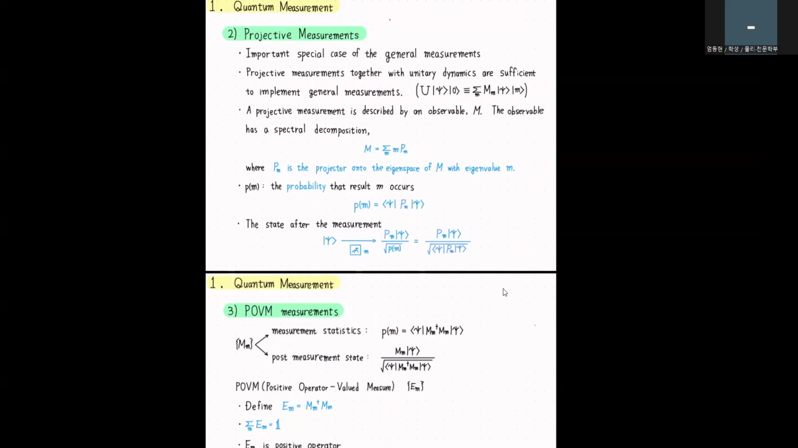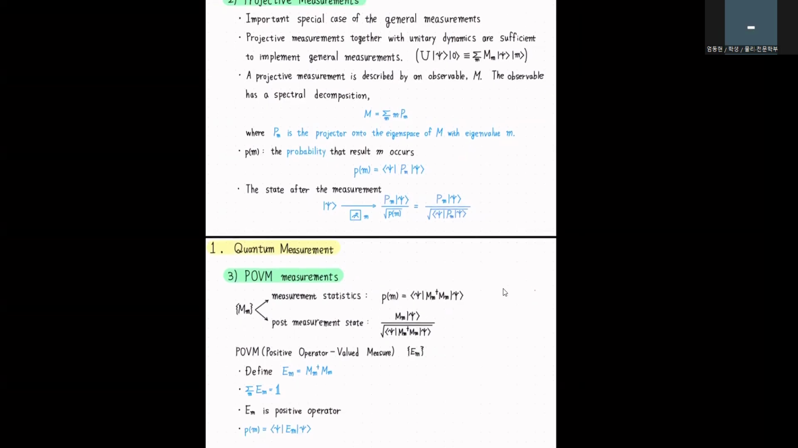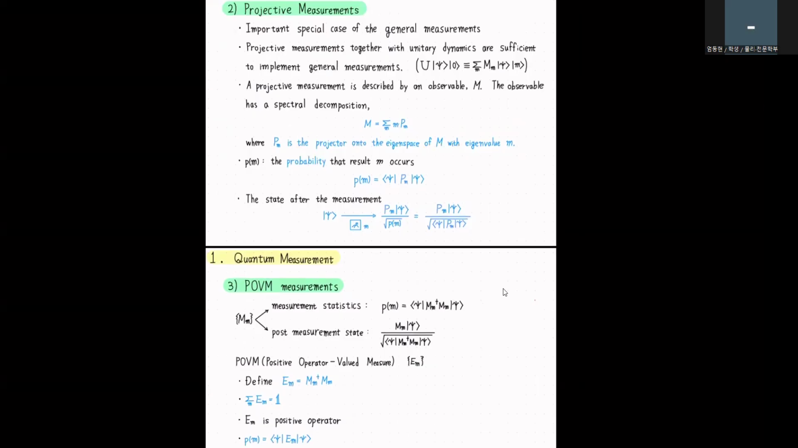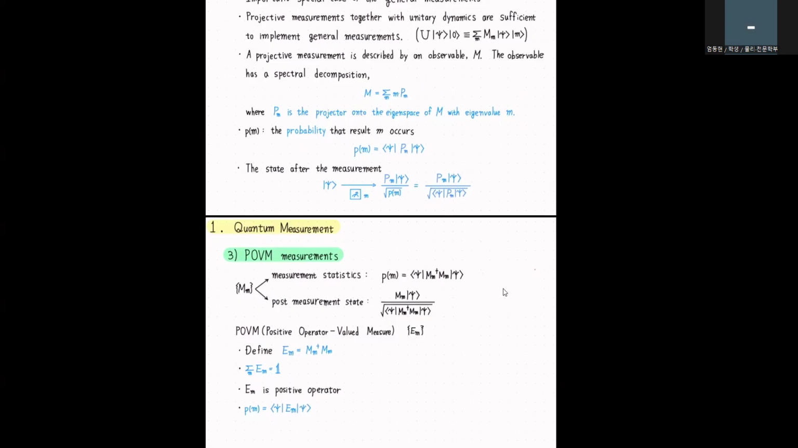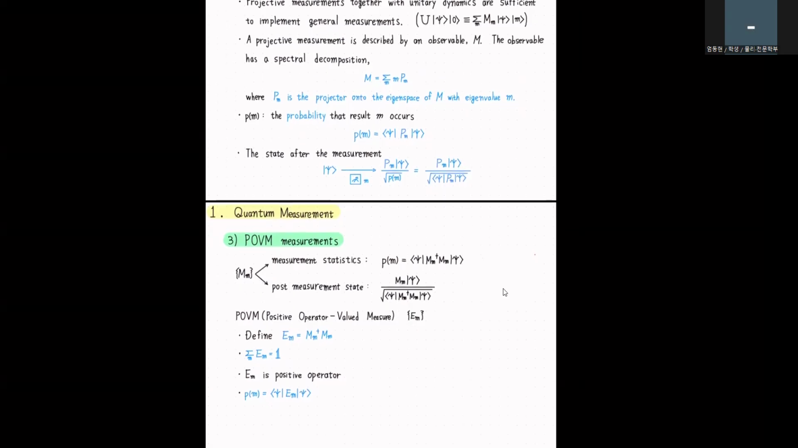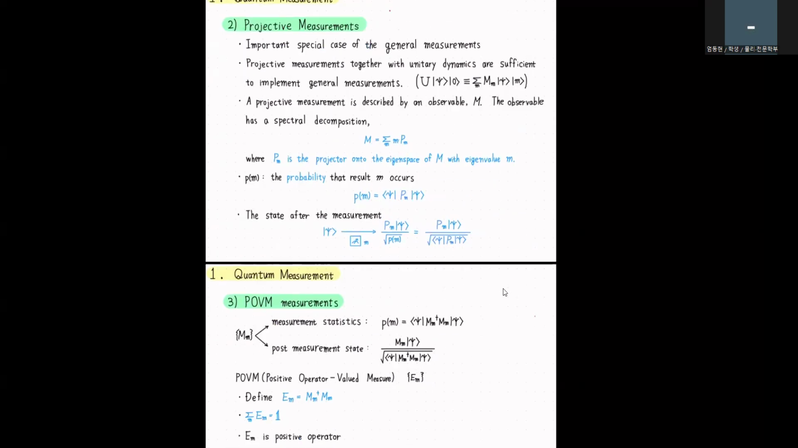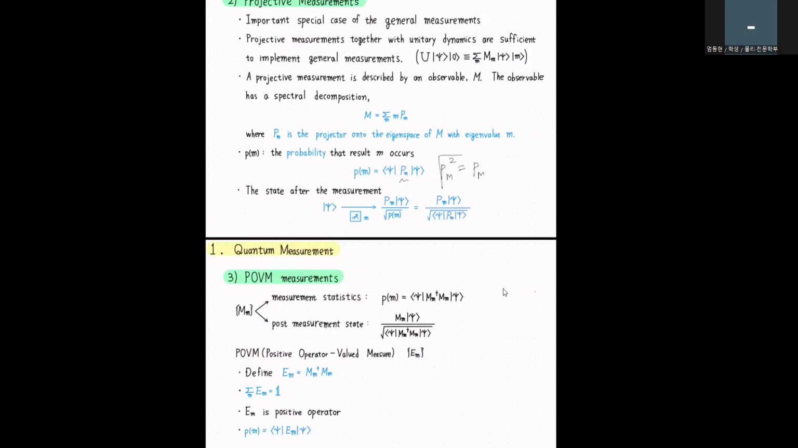Now, a projective measurement is described by an observable M, and the observable has a spectral decomposition by definition, since it is Hermitian. And M can be represented as the weighted sum of the projectors Pm onto the eigenspace of M with eigenvalue m. And of course, we can use the definitions above to define the probability Pm that the result m occurs. This would just be the expectation value of the projector Pm. In this case, the state after the measurement would be the application of the measurement operator, which is in this case Pm. And you can see that the expression here is simply Pm due to the relation that all projectors must satisfy over here.